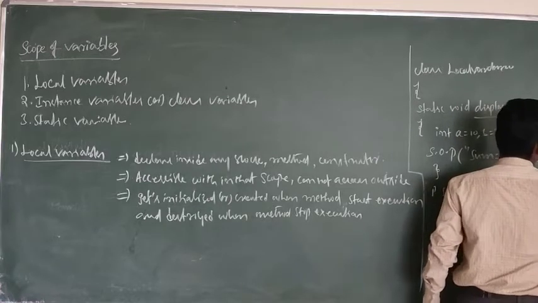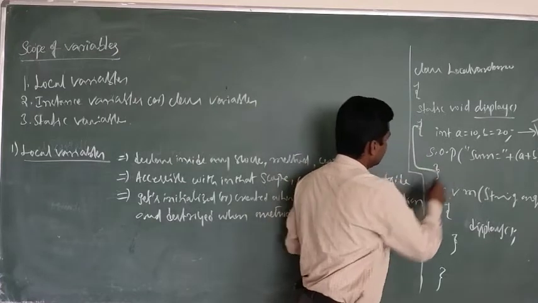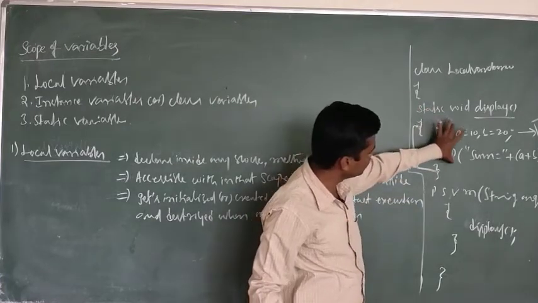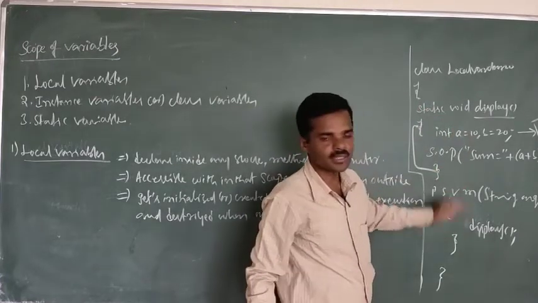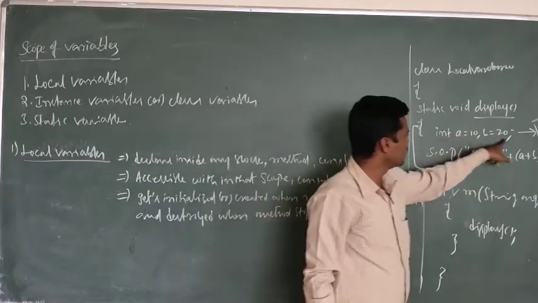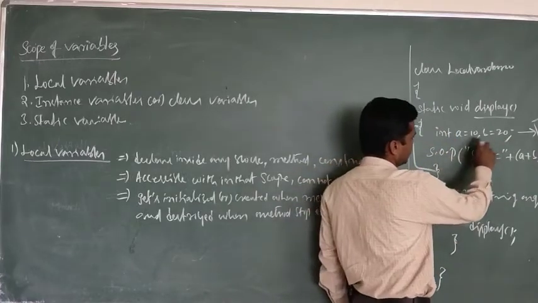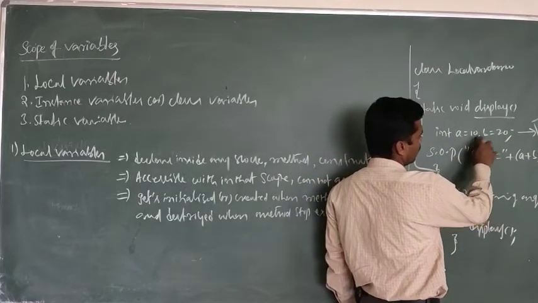Why is it a local variable? Because it is declared inside the method. This is the method, and the variable is accessible only within that method; we cannot access it outside, because it is declared inside the method. So these variables are called local variables. Now I am adding these two numbers.